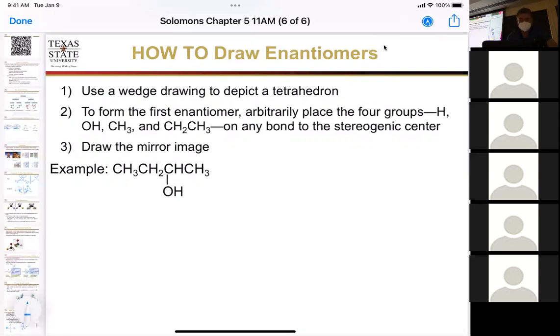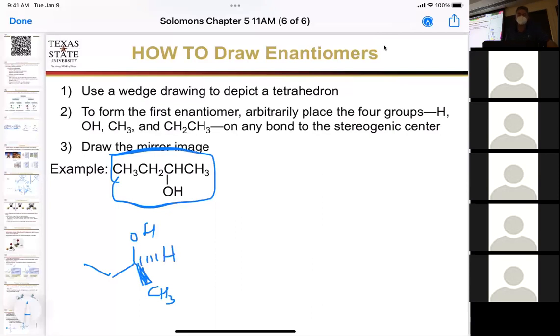So let's see, we have this structure here. This is butanol. So I'm going to put the OH up here just because I want to. I'm going to put this ethyl group here in the plane of the page. And I'm going to draw, let's see, the methyl group is going to stick out at us with this dark wedge. And then this dashed line is our remaining hydrogen. Okay.